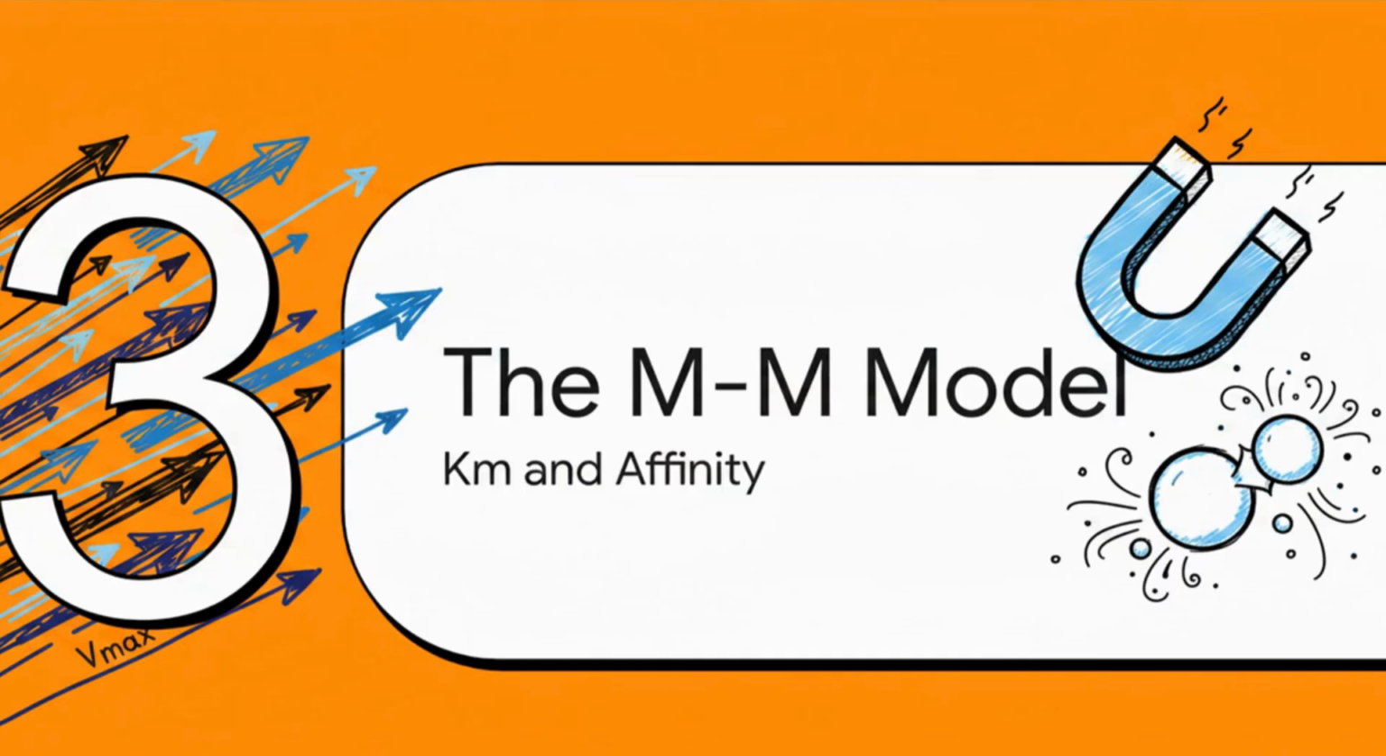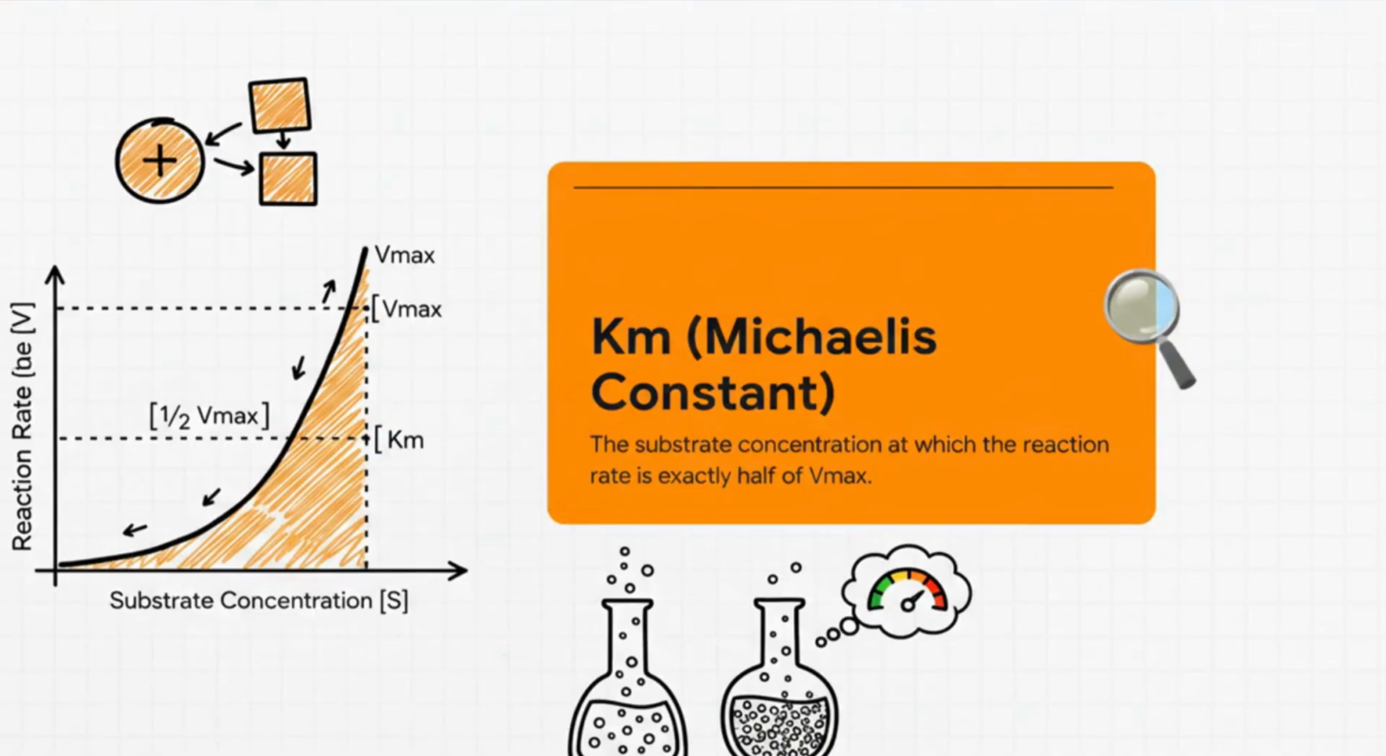Okay, so Vmax tells us about max speed, but that's only half the story. The other piece of the puzzle is a value called Km, and it tells us something just as important, an enzyme's affinity for its substrate. So how do we find this Km on our graph? It's actually super simple. You just find the Vmax at the top, cut that value in half, and then look across to see what substrate concentration gets you to that half-speed point. And that concentration, that's your Km, the Michaelis constant.